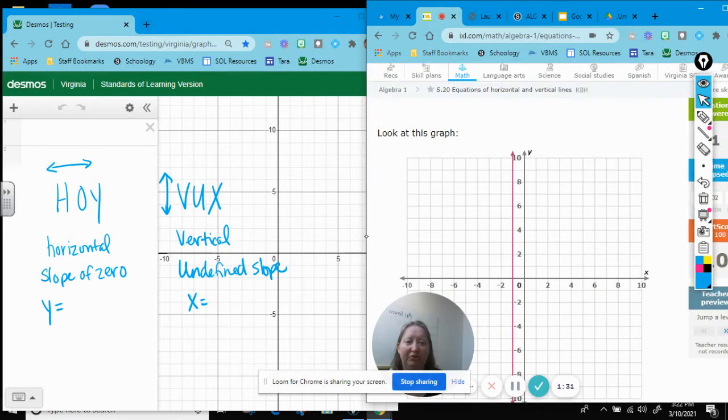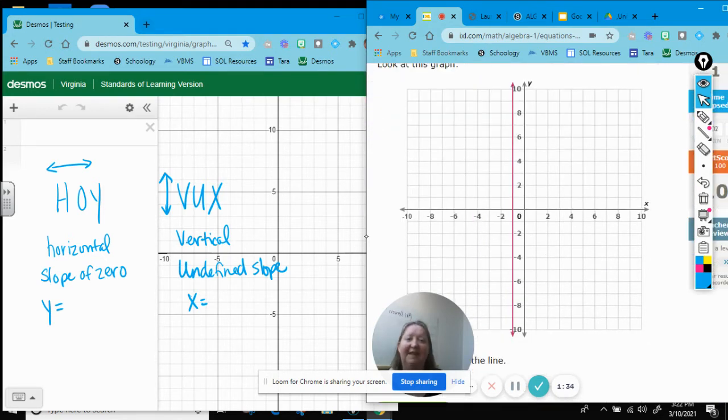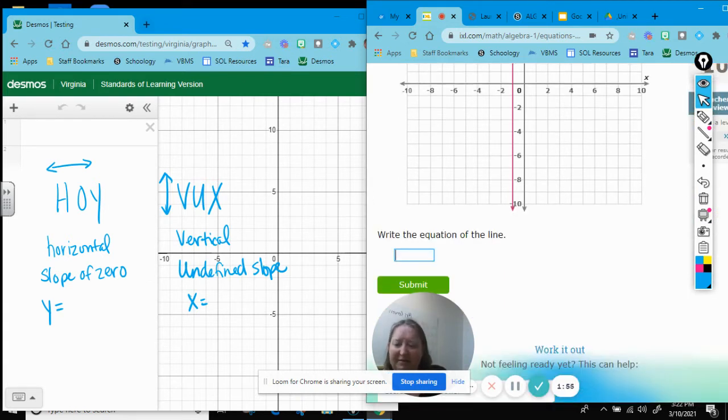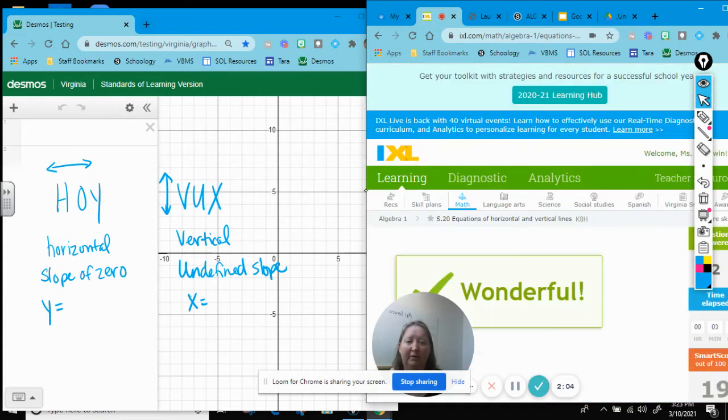Okay, now it shows me a line. I see that that's a vertical line, so I know it's a VUX, right? It has an undefined slope, and it's x is equal to what? We'll come here to where it's crossing. Which axis is it crossing? It's crossing the x. And what is that value? That value is -1. So you would have here x is equal to -1. Don't just put -1. It's an equation of a line, so you have to put the x is equal to part.